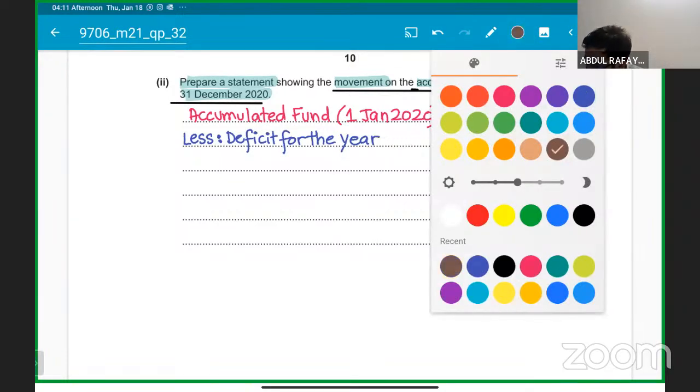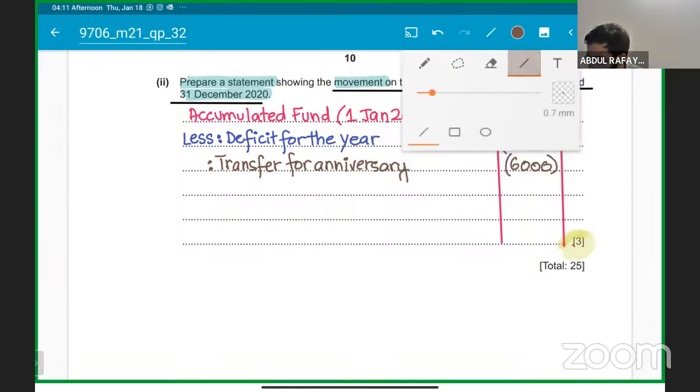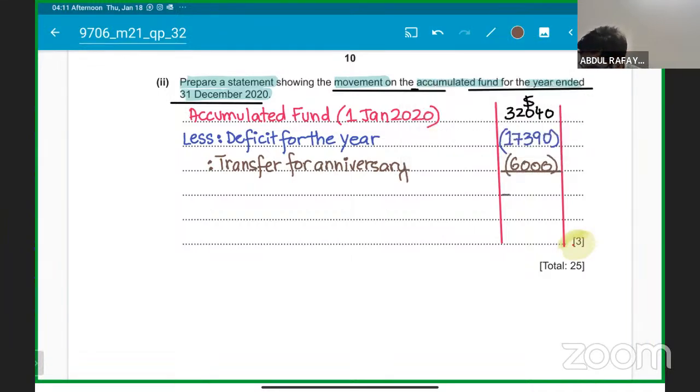और फिर आप जो 6,000 ट्रांसफर करने को कह रहे हैं वो भी आप सब्ट्रैक्ट कर देंगे, लेस द ट्रांसफर फॉर द एनिवर्सरी एक्टिविटीज। ओके, गेटिंग इट? तो ये आपने कैपिटल थोड़ा सा रिमूव कर दिया है, तो बस आपको 3 मार्क्स मिल जाएंगे स्टूडेंट्स, आपने उसको करा तो ये आपका क्लोजिंग बैलेंस आ गया। एक्यूमुलेटेड फंड एट द एंड ऑफ देयर कितना आ रहा है वो हमें पता चल गया। एवरीवन गॉट इट गाइस?